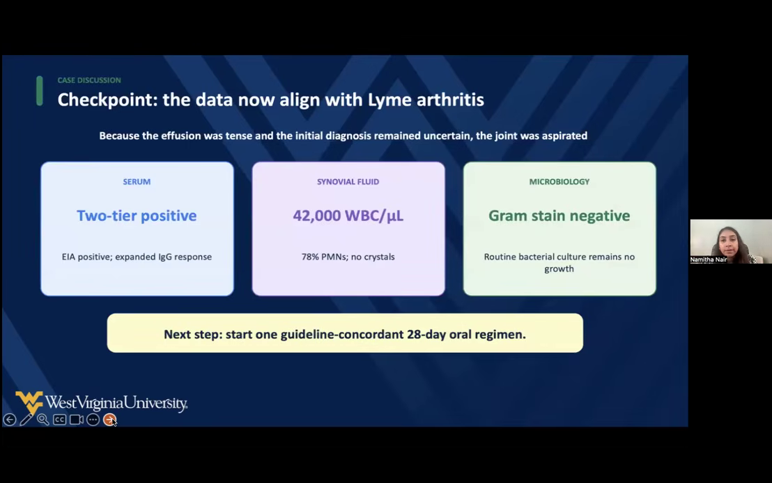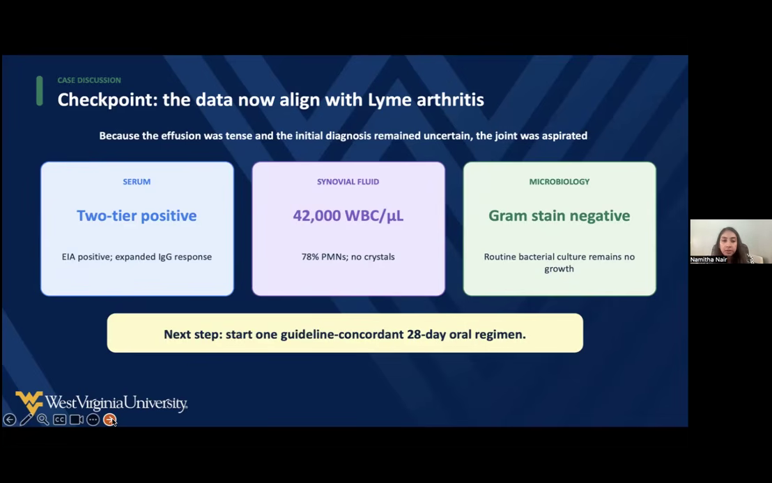And so now we're going back real quickly to that patient who is here with the knee swelling. Because there were initially some concerns whether Lyme's is the only thing going on, they ended up getting some diagnostic testing done. So serum two-tier testing was positive. The ELISA was positive and did have an expanded IgG response as well. So that's more than 5 out of the 10 IgG bands. The synovial fluid is inflammatory, so 42,000, a high WBC count with a neutrophilic predominance. There were no crystals seen on the arthrocentesis, and the Gram stain came back negative.